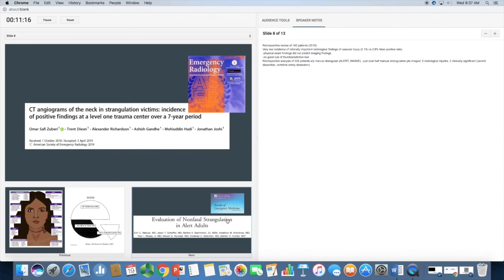Of the 142 patients that were scanned, only 2.1% ended up having vascular injury radiographically. And that 2.1% of positive findings is compared to 2.8% of false positives. So meaning that there were patients that initially were deemed to have vascular injury, and then it was later reviewed by a neuroradiologist who said, actually, this is not. So very, very low likelihood of finding an actual injury in this population, at least.